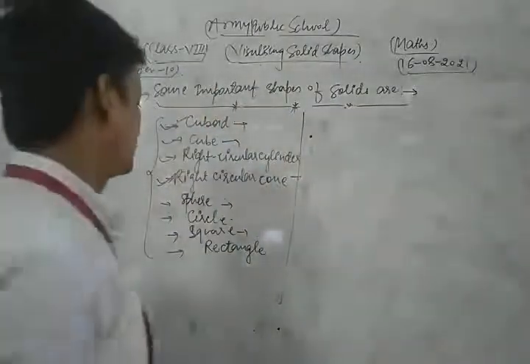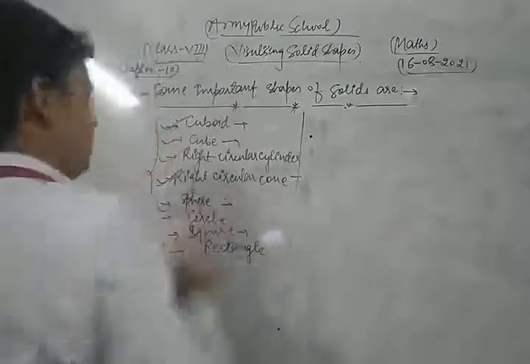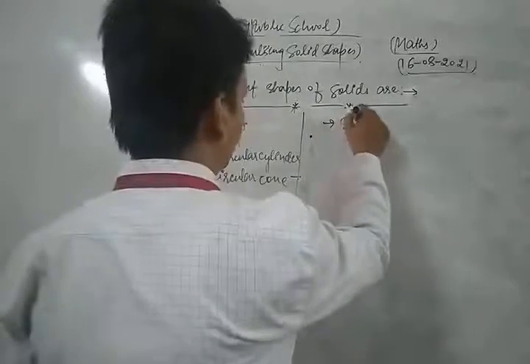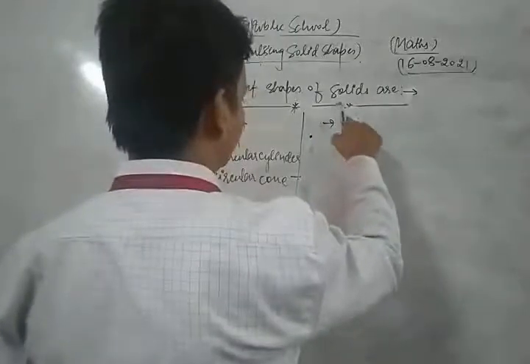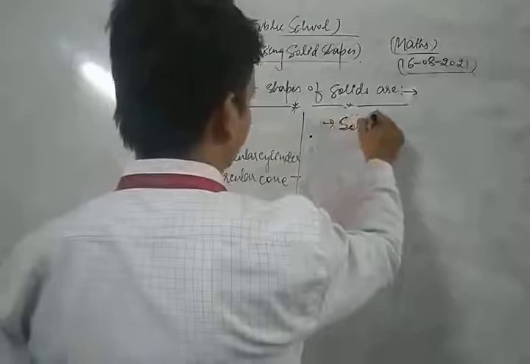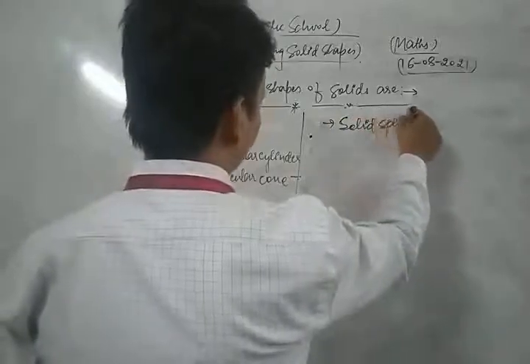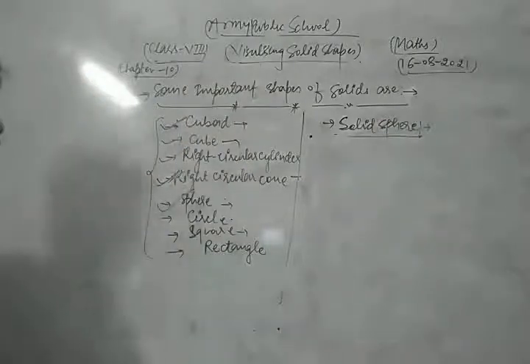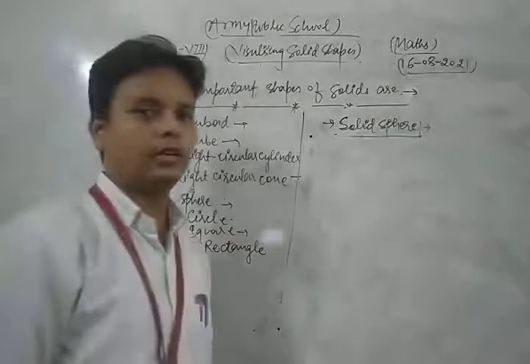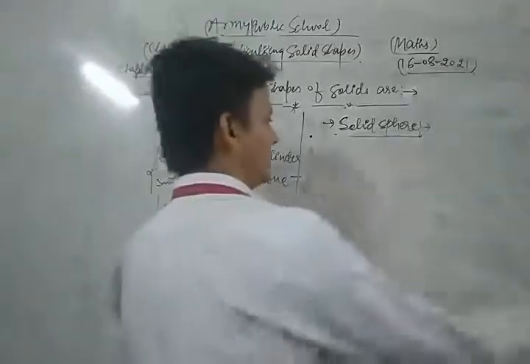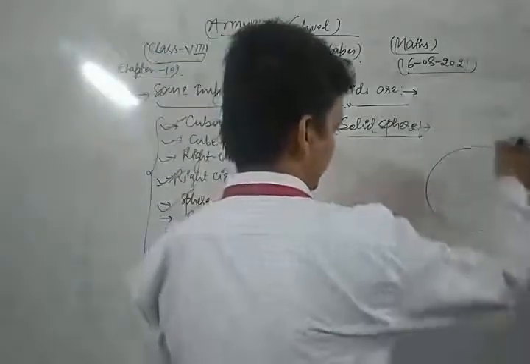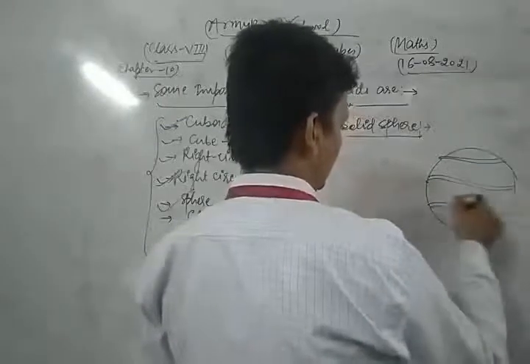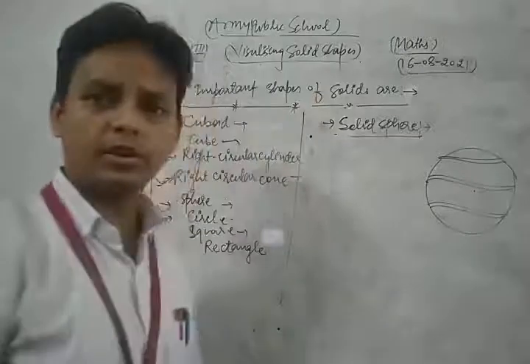Now, look, we are going to discuss the sphere, solid sphere. Therefore, the shape of the solid sphere is like that. Okay, this is the shape like a football. This is the shape of the solid sphere.